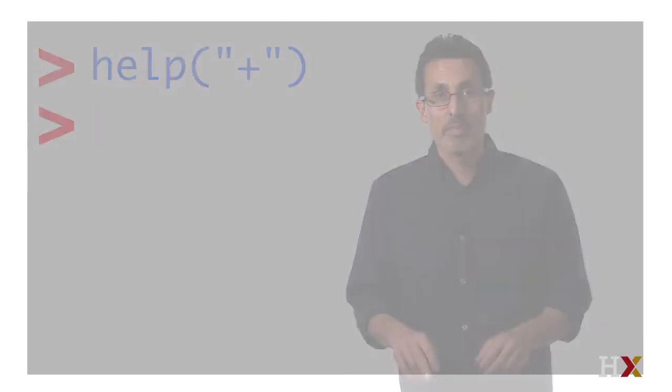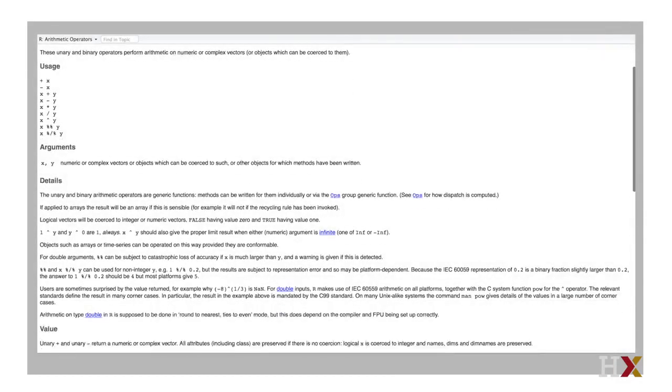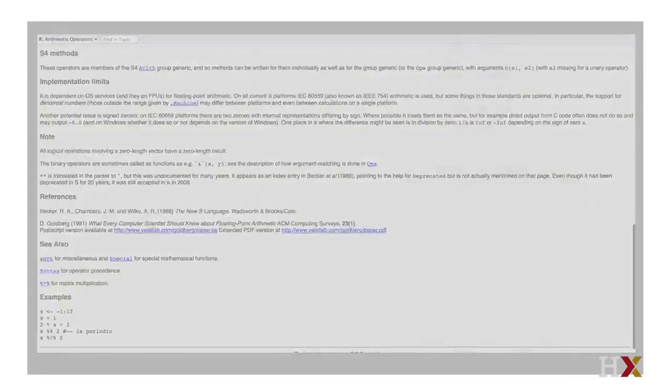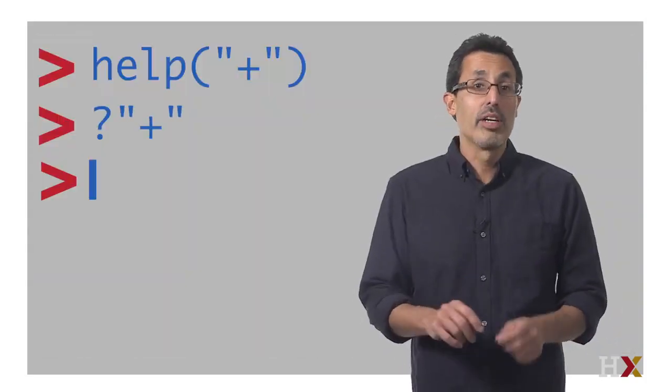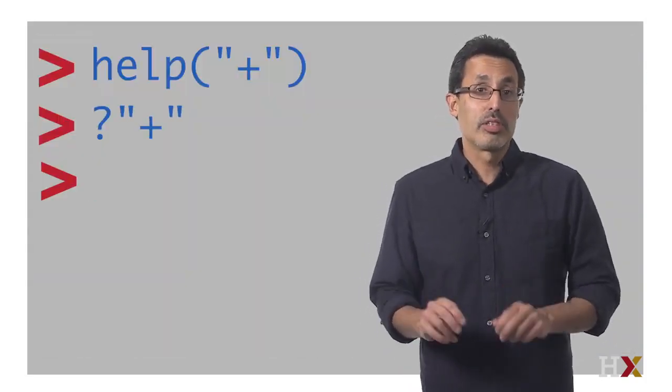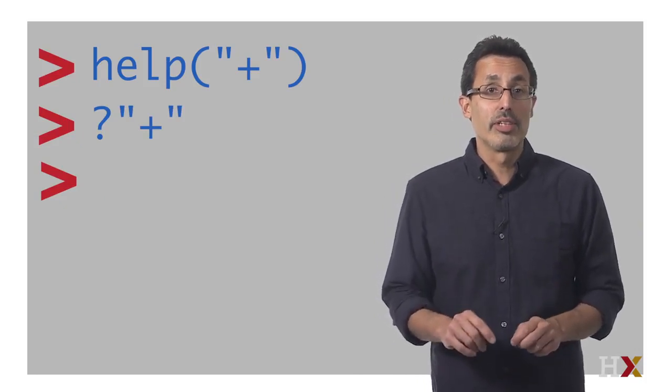You can see the arithmetic operators by looking at the help file, for example, for the plus operator. So we would type help and then in quotes plus. That'll show us all the mathematical operators. We can also get help with a question mark, but we need to include quotes for these particular operators.